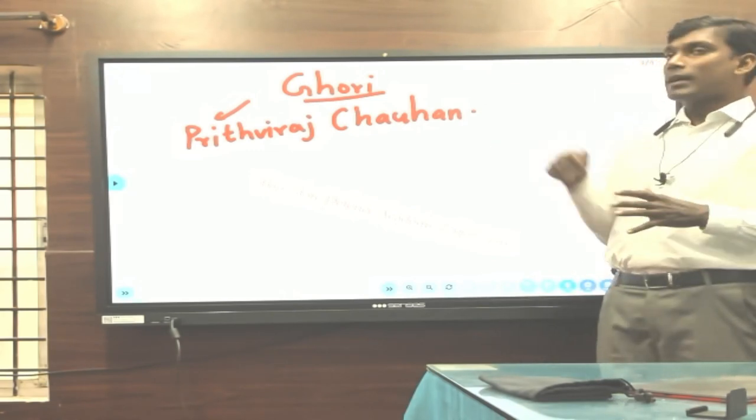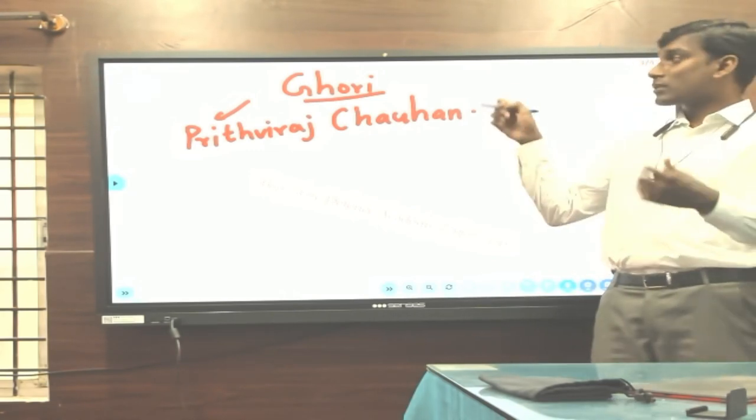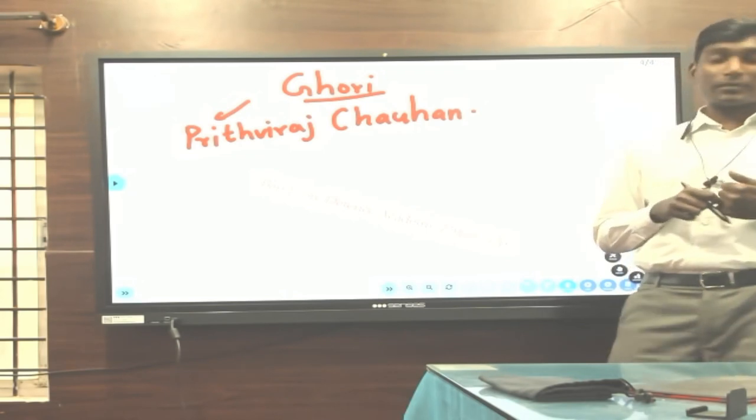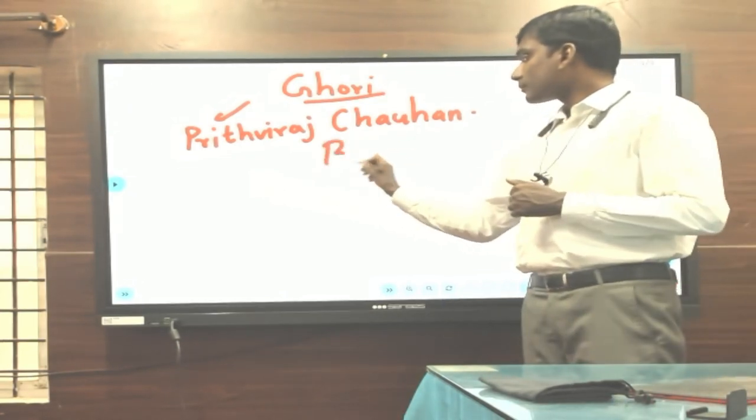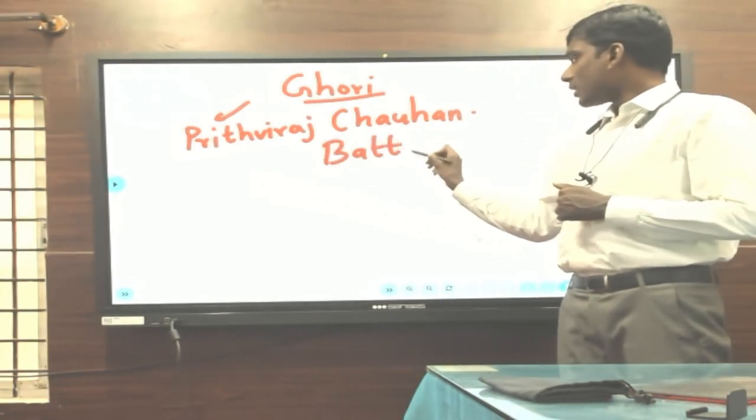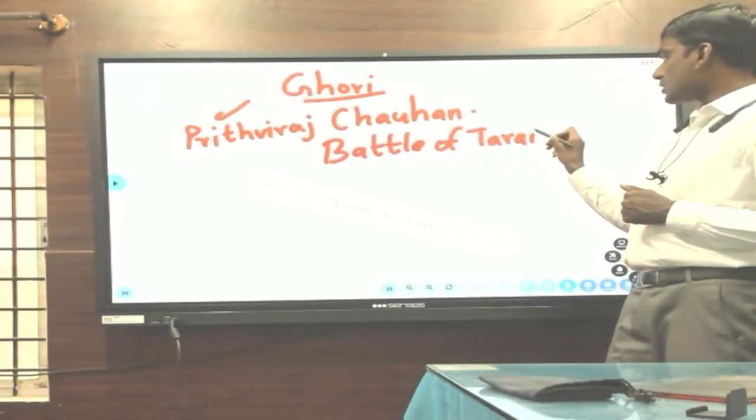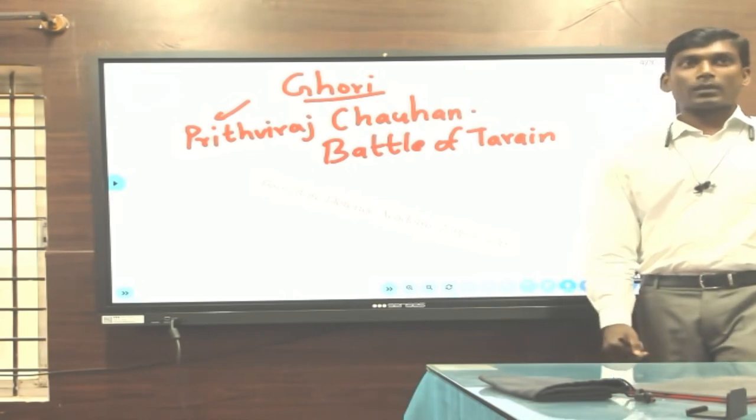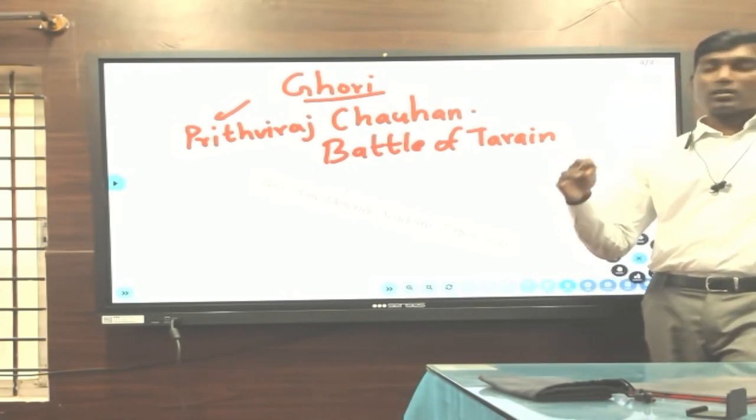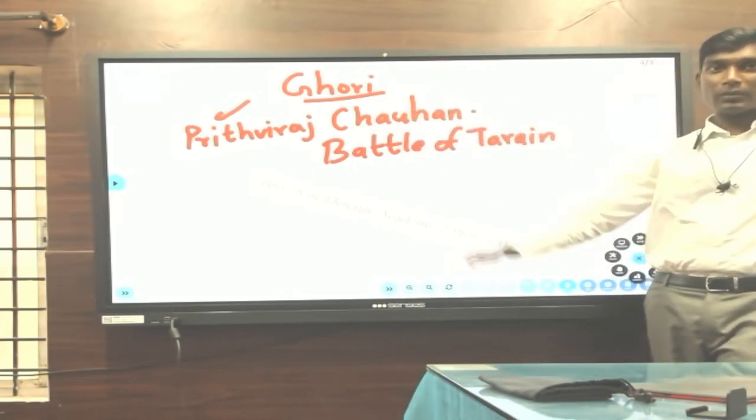Now when Ghori came, Prithviraj Chauhan was very strong, there was a fight. And this is called the Battle of Terrain. What is this here? Battle of Terrain. Now in the exam, they may ask you a question: Battle of Terrain was between which two kings? What is the answer? Battle of Terrain was between Ghori and Prithviraj Chauhan.